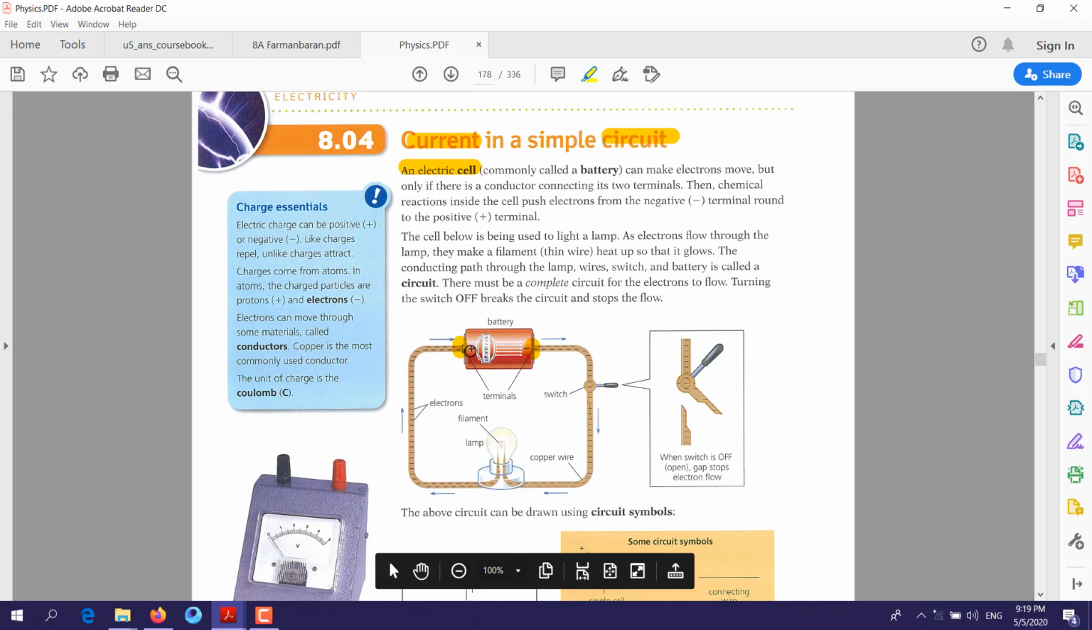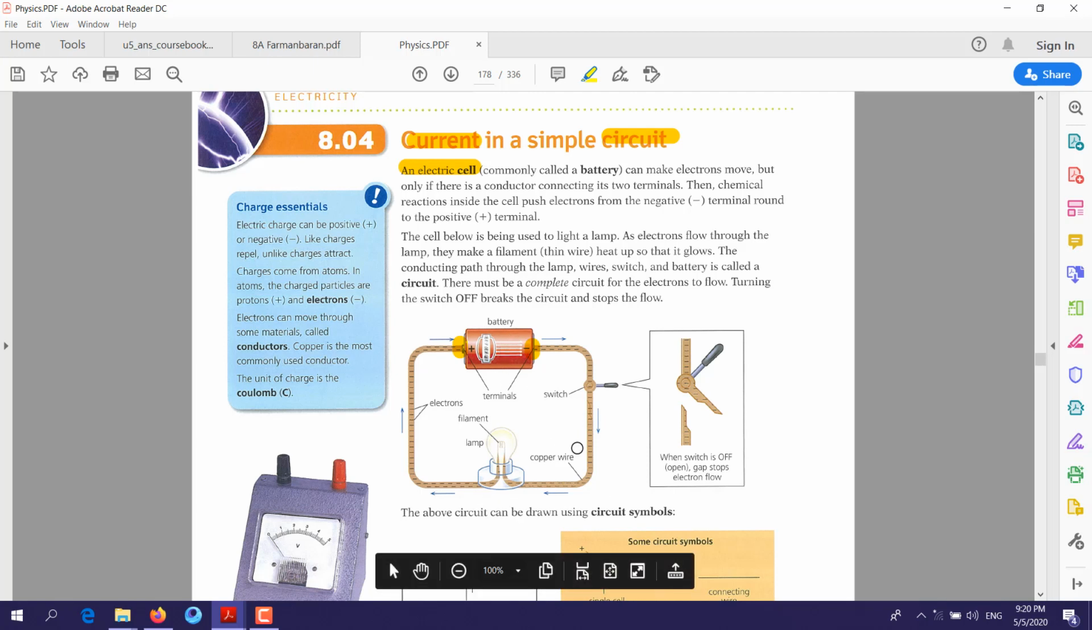When these two terminals are connected with each other, what will happen? A chemical reaction will take place inside this battery. And as a result of this, the electrons will start flowing.